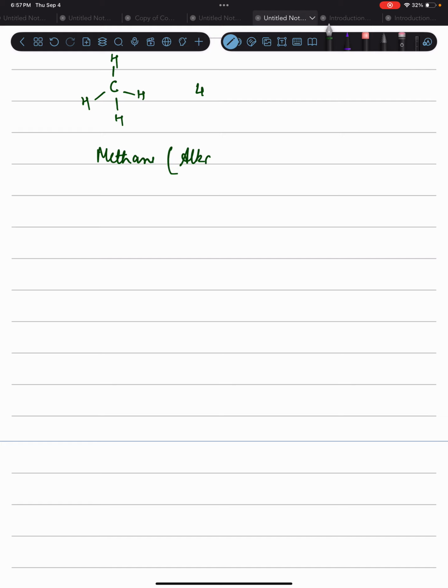Now, if to this molecule, which is methane, you want to add something. Since the valency of carbon is 4, it can't form more than 4 bonds, right? So that is the valency of carbon. Now you want to add X2 to this. The only possibility of adding X2 to this is to replace the hydrogens with X under suitable conditions.